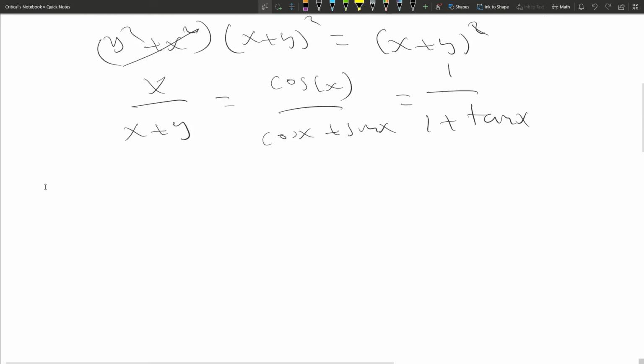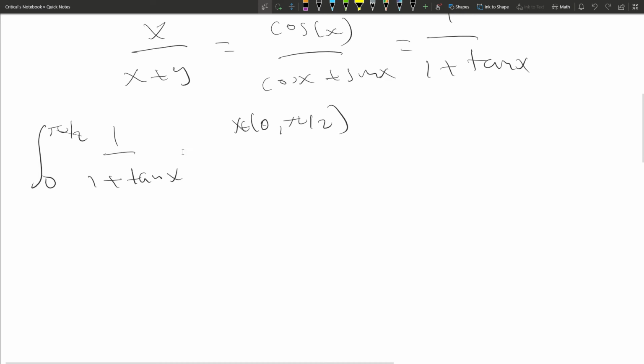So everything simplifies to the integral from 0 to pi over 2 of 1 over 1 plus tan of x. So in our limits, x is just from 0 to pi over 2, like when we do the Riemann integral. So this is defined. There's no point where x would be pi over 2, so we don't have to worry about dividing by 0. And this is dx.